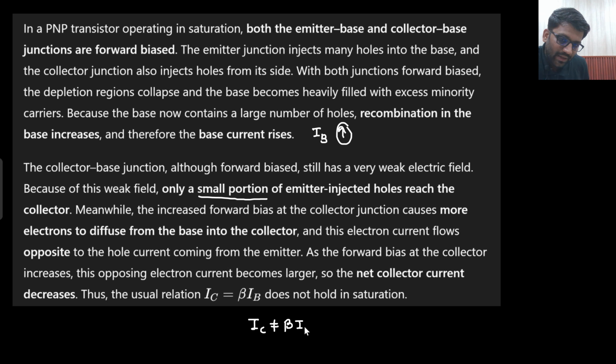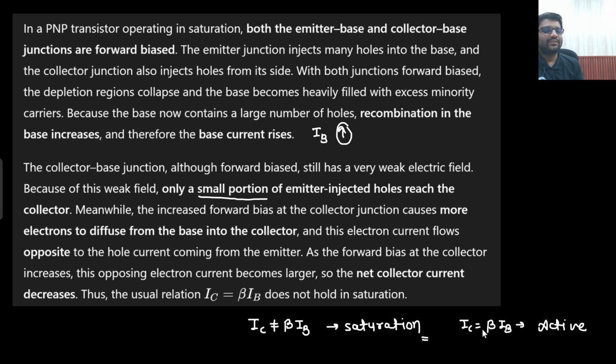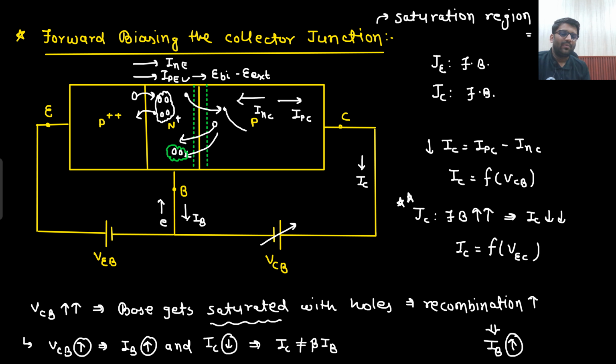So in our analog electronics, again and again I will be saying that in the saturation region, IC equals beta IB is not applicable. Why is it not applicable? You are able to understand now, right? And IC equals beta IB is applicable in the active region. So all this summary we will write down, don't worry about it. Okay. One more thing.